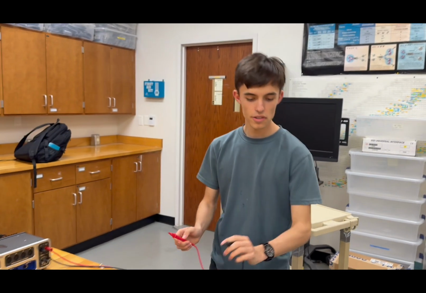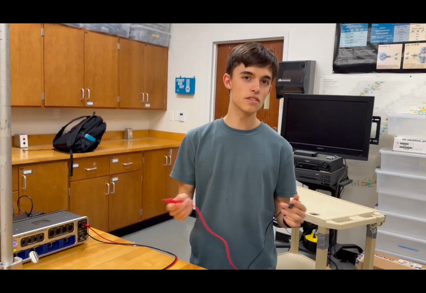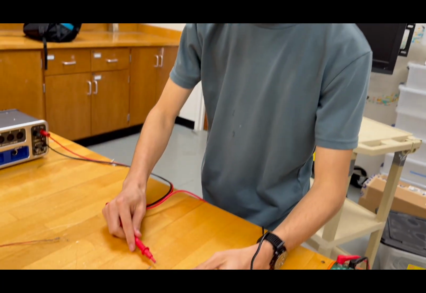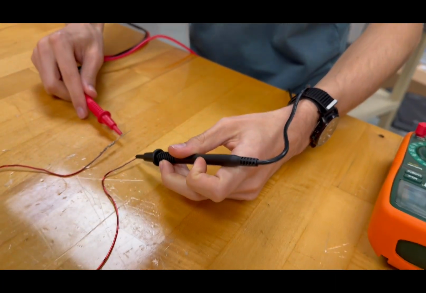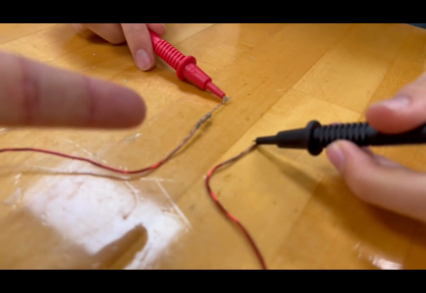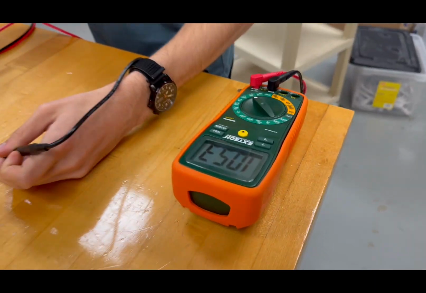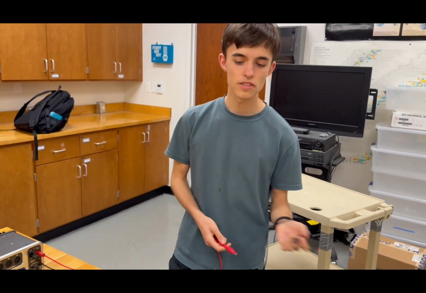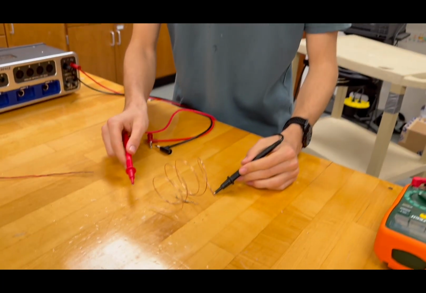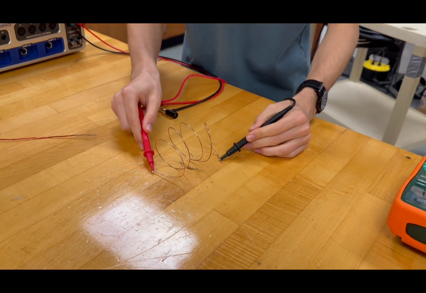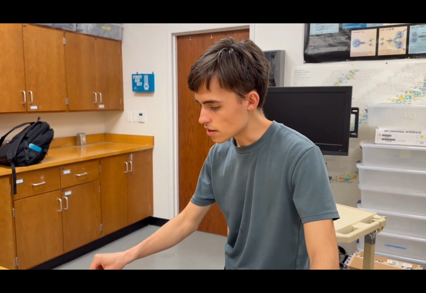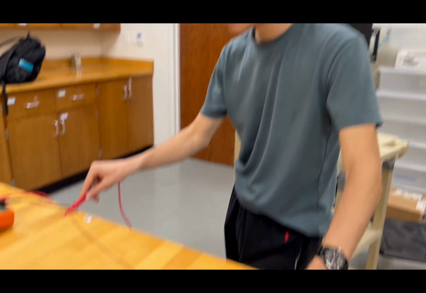Okay, so the first thing we're going to do is measure the resistance of each wire. For the circle, make sure the ends are shaved off. And then we measure the resistance of the solenoid. This is the resistance for the straight copper wire.